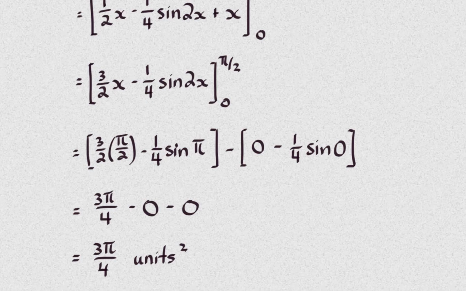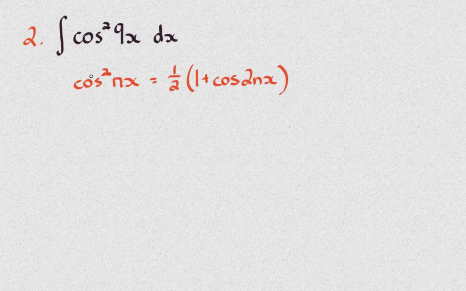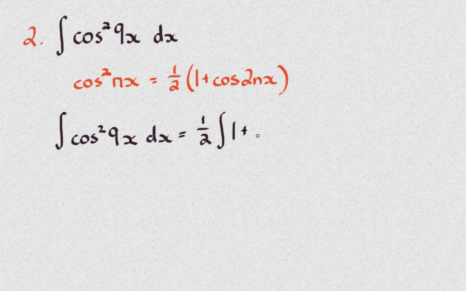Alright, example 2. Find the integral of cos squared 9x. So this is where our reference sheet comes in handy, as we can use the cos squared nx formula. In this case, we can see that n is equal to 9. And so we can replace our original integral with the following. Once again, we'll put the half out the front, and we have 1 plus cos of, well, we want 2 lots of n, or 2 lots of 9. So that's cos 18x.